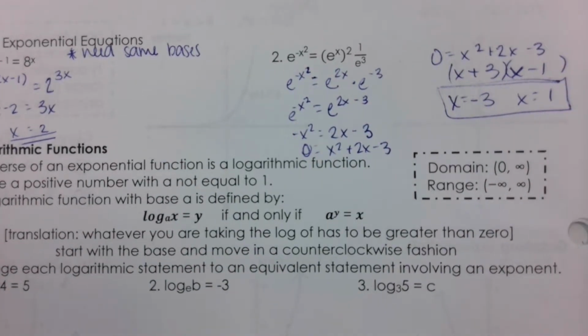How do you find your roots? Set it to 0 and solve. And you essentially are just changing your sign, so we're going to get x equals negative 3 and x equals positive 1. And those are our answers there. Questions?